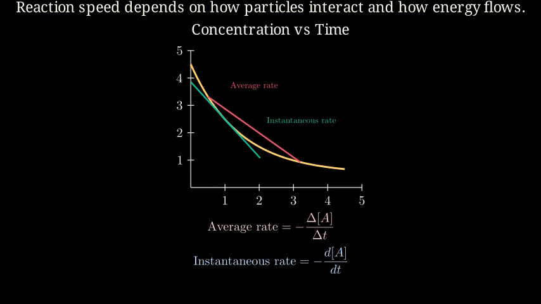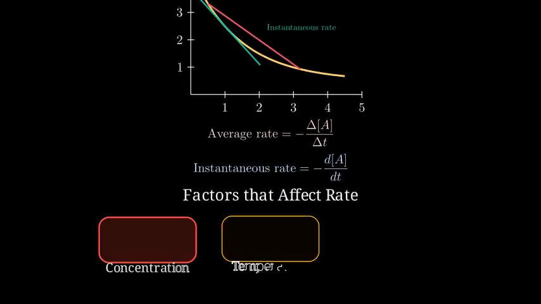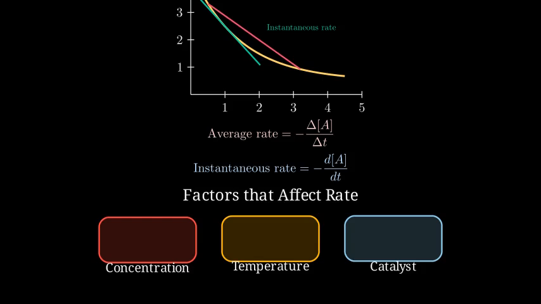Next, let's look at the three main factors that tug on reaction rate. Concentration matters because more reactant particles bump into each other more often. Temperature matters because hotter particles move faster and collide with more energy. A catalyst gives the reaction a new lower energy path, so more collisions lead to products.